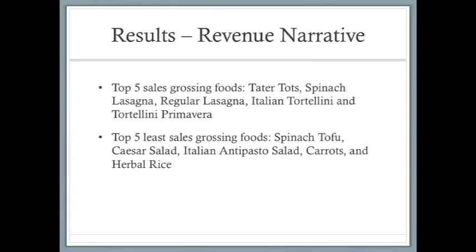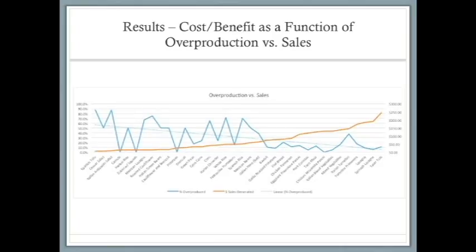And from the previous graph, the top 5 sales grossing foods were tater tots, spinach lasagna, regular lasagna, Italian tortellini, and tortellini primavera. And the top 5 least sales grossing foods were spinach tofu, Caesar salad, Italian antipasto salad, carrots, and Spanish rice.